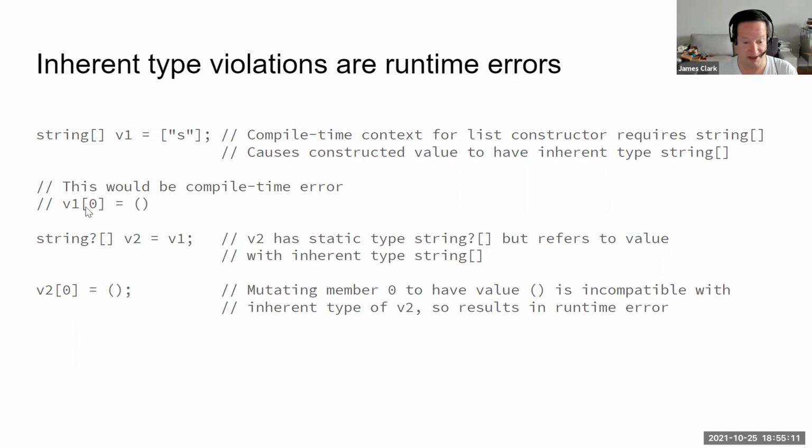If we try to assign nil directly, it would be a compile time error because you're assigning nil to an array of strings. But this assignment is okay. Now we have a variable v2 that has a compile time type of array of optional string, but its inherent type is array of string. When we try to mutate this thing via this alias, we get a runtime error. The array will say, sorry, you can't do this. My inherent type is array of string, and you're trying to mutate this value to nil, and that's not allowed. So this will give a runtime panic.